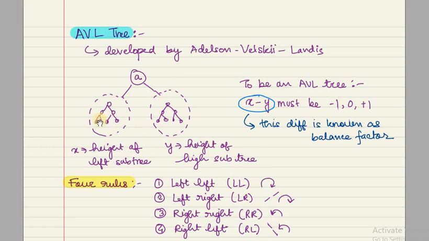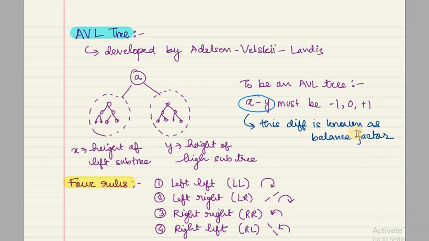Okay, so we calculate the height of the left subtree, which is x, then we find the height of the right subtree, which is y, then we do x minus y, and whatever value we come with should always be either -1, 0 or +1. This difference is known as the balance vector. So this x minus y is known as the balance vector. So we can conclude that the balance vector must always be either -1, 0 or +1.